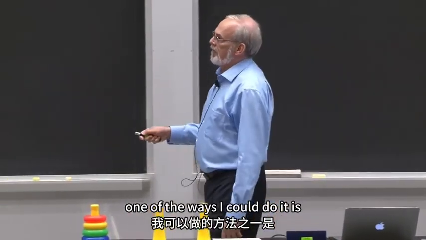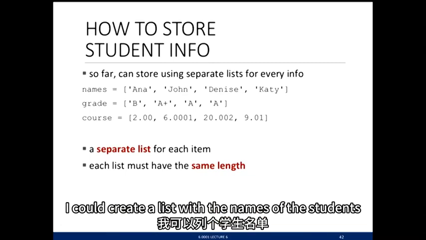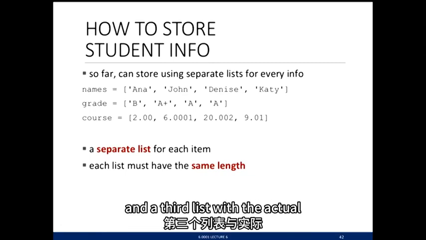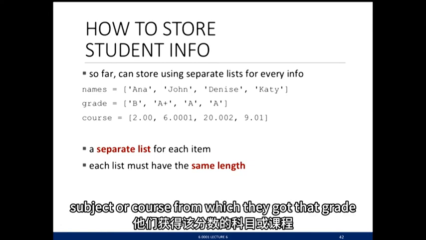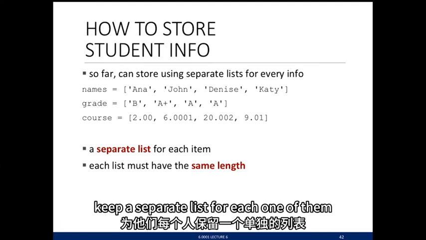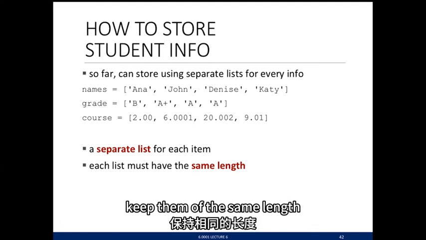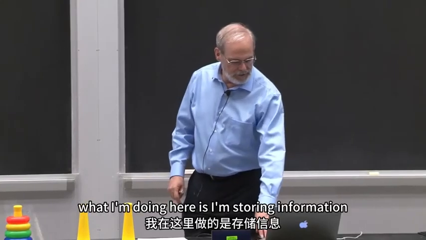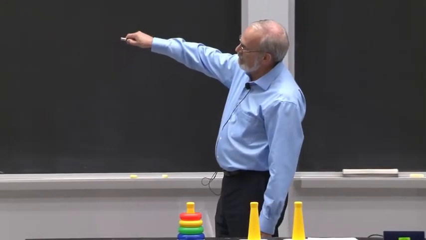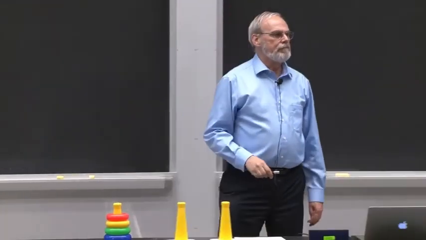So one of the ways I could do it is I could create a list with the names of the students. I could create another list with their grades, and a third list with the actual subject or course from which they got that grade. Keep a separate list for each one of them. Keep them of the same length. And in essence, what I'm doing here is I'm storing information at the same index in each list.